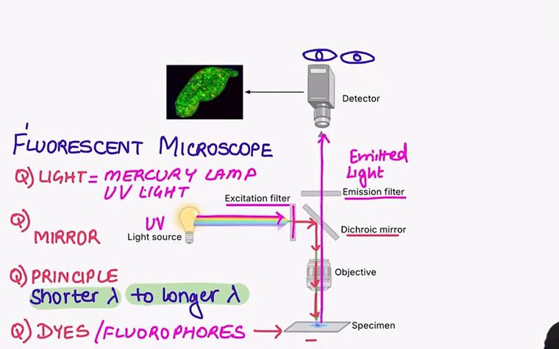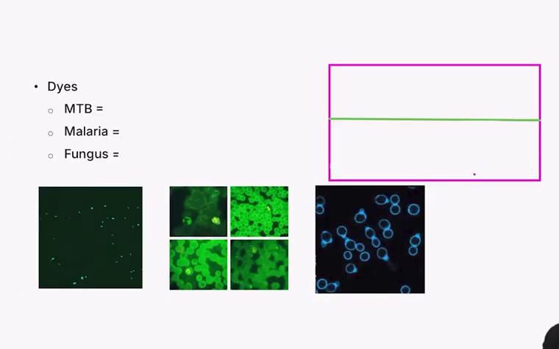So I know that the four main questions that you get is: what kind of light do we use? It is ultraviolet light. What is that fancy mirror used in a fluorescent microscope? It is a dichroic mirror. The principle is that a shorter wavelength is converted into a longer wavelength, and what is added to the specimen are many colors of fluorophores that are dyes. So your next question is, what dyes are added? Depends what sample I'm dealing with.